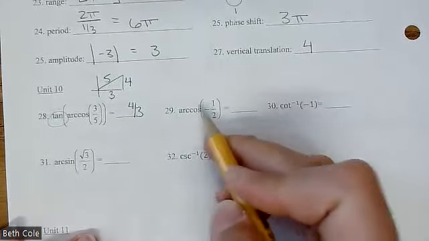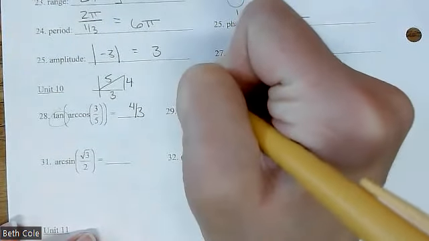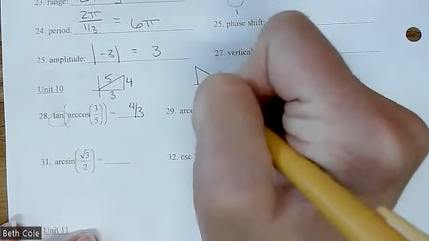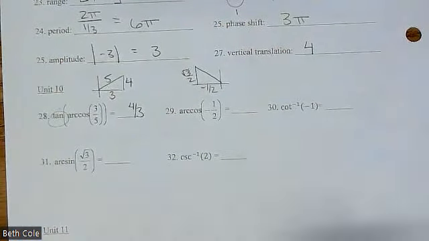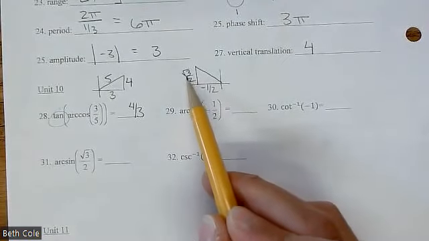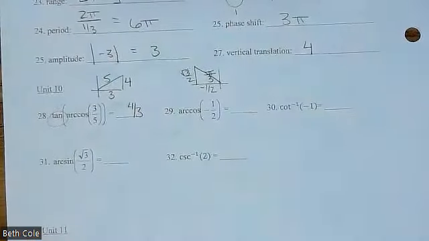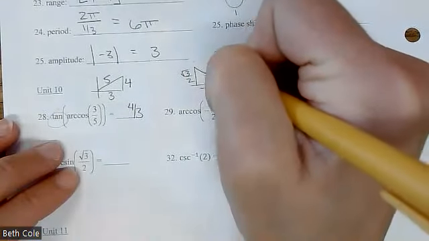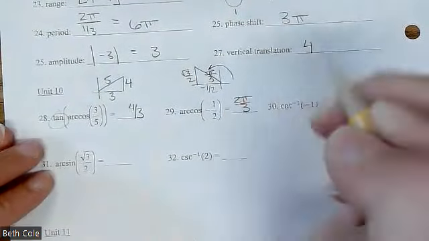All right, arc cosine, and it's negative. That means it's going to be in quadrant 2. Here's your -1/2. Here's your square root of 3/2. What's your angle across from your square root of 3/2? Okay, but your answer is not pi/3. It's how far you rotated to get there. So 2 pi/3.